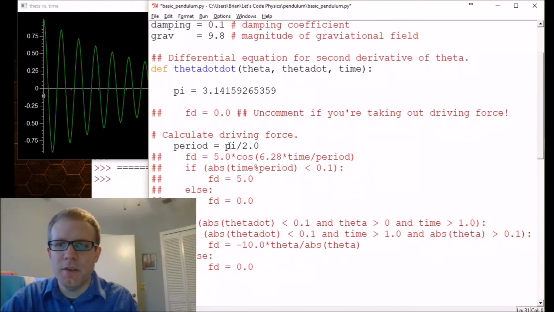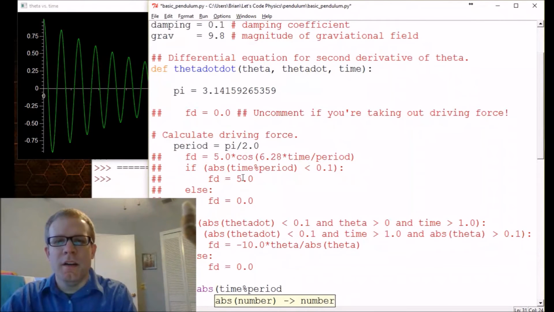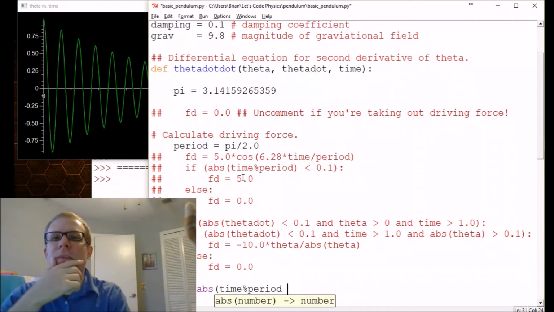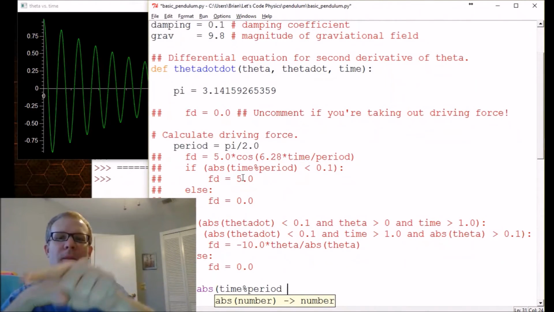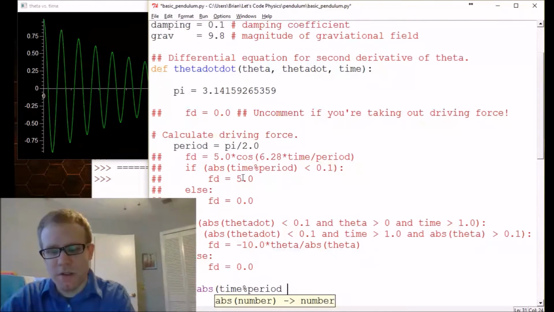And let's work kind of the similar thing that we've got here. So if, oops, no, I need to indent. If the absolute value of time with the period is, okay, so we want for half of it to be going up and the other half of it to be going down, right? So I'm probably going to end up needing to graph the driving force to make sure that I'm doing what I think I'm doing.